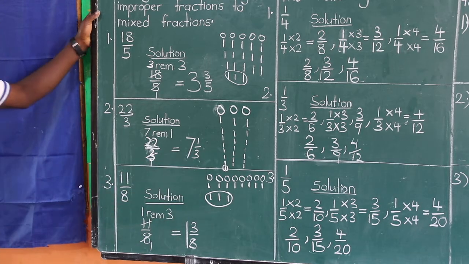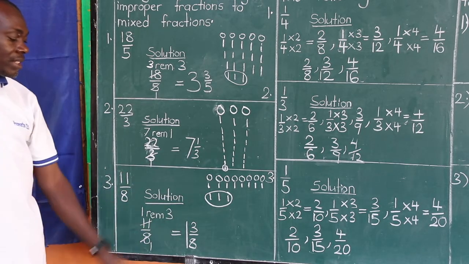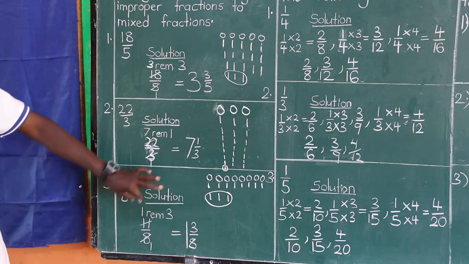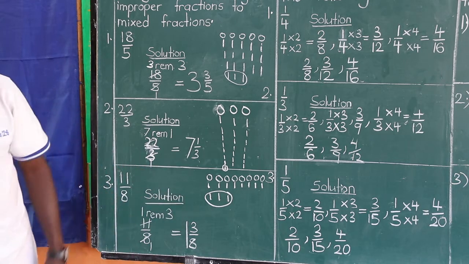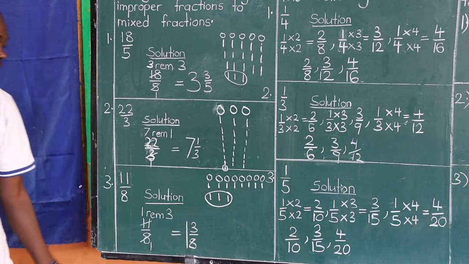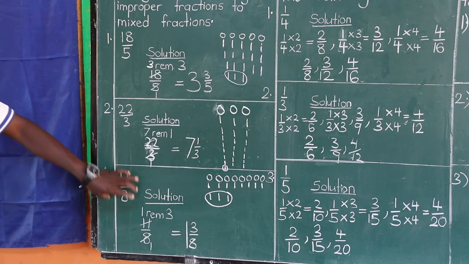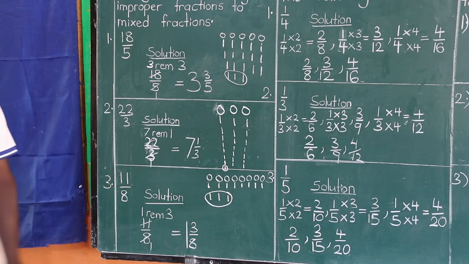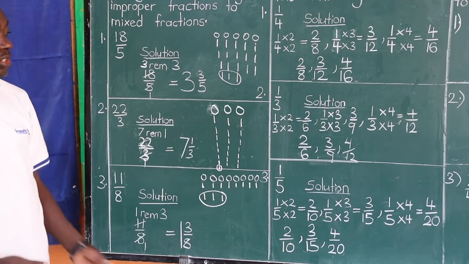Like you see there. So the 1 makes a whole number and 3 becomes a fraction. That's one whole number 3 out of 8. So that is the mixed fraction that comes out of 11 out of 8, which is improper. So that's how we convert the improper fractions to mixed fractions.